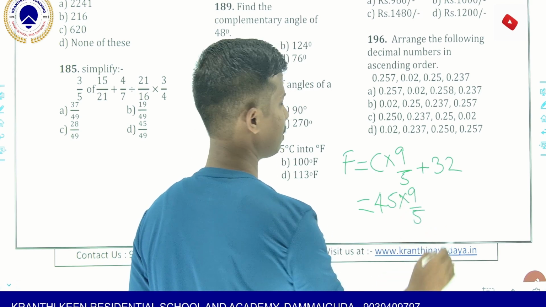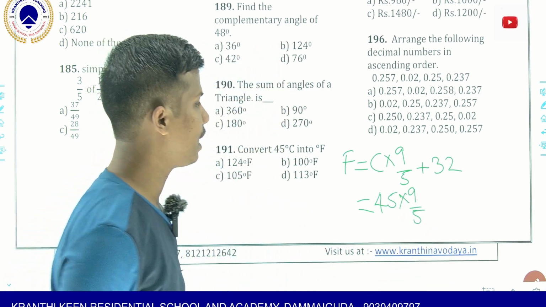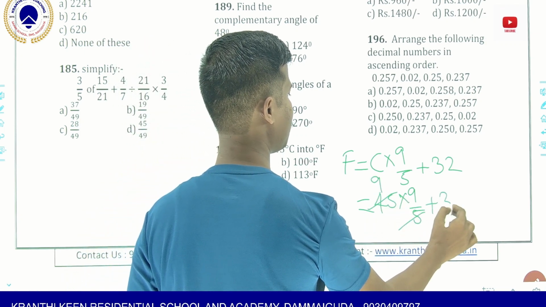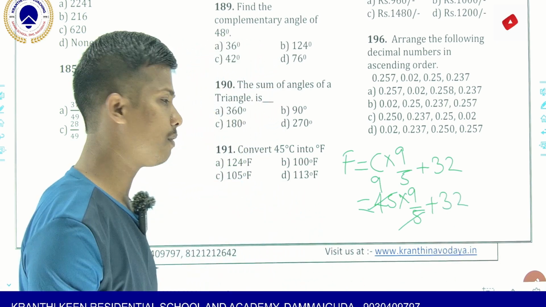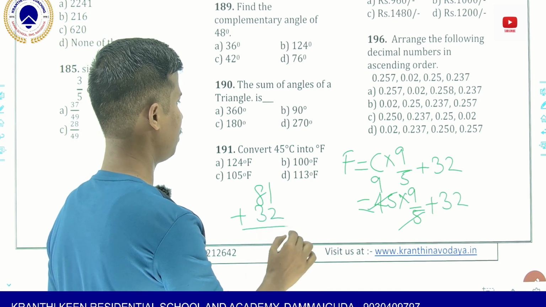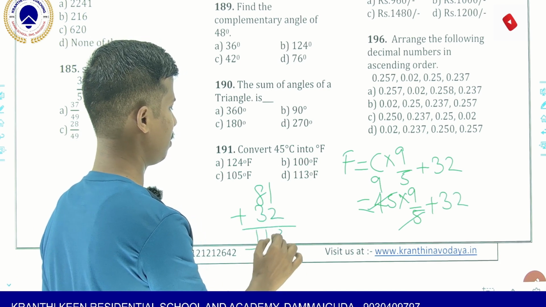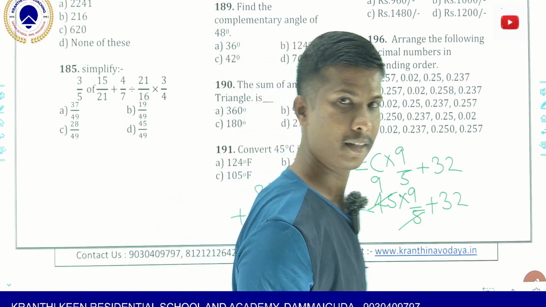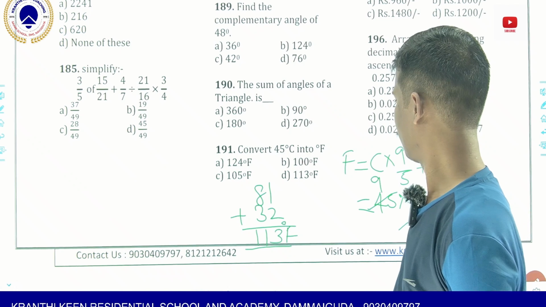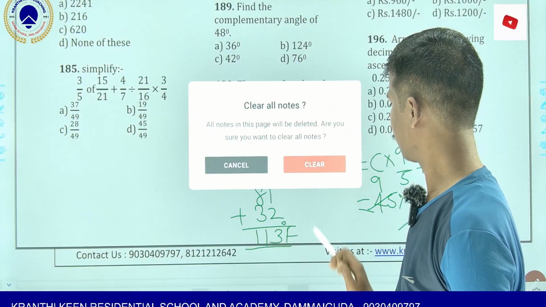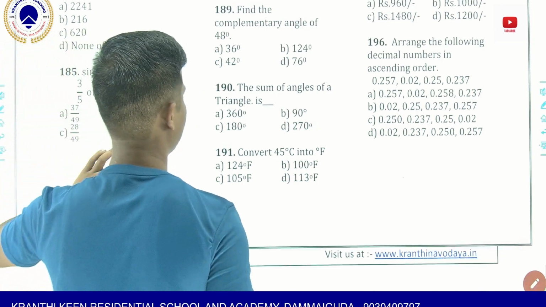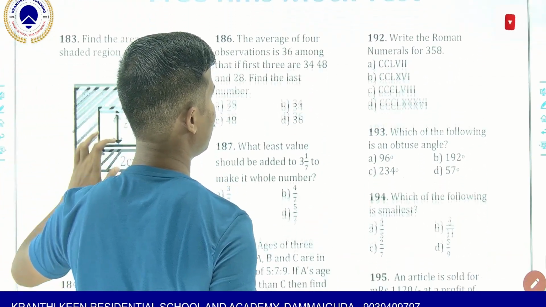9 by 5, 45 into 9 by 5, cancel. 5 ones, 5 nines, plus 32. 9 nines, how much? 81. 81 plus 32, what will we get? We get 113. That means 113 Fahrenheit. Okay, Option D.